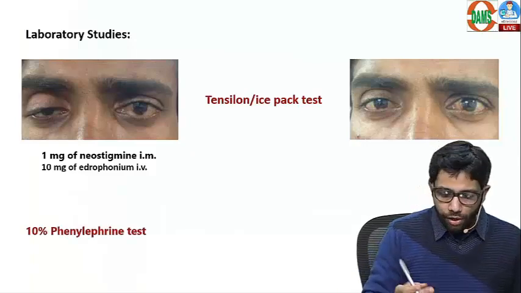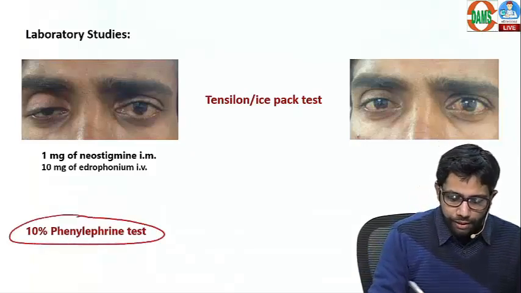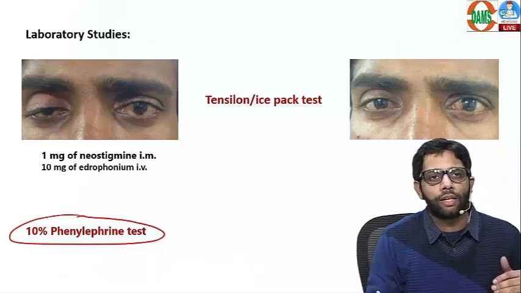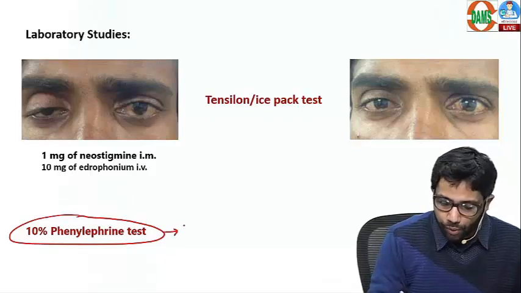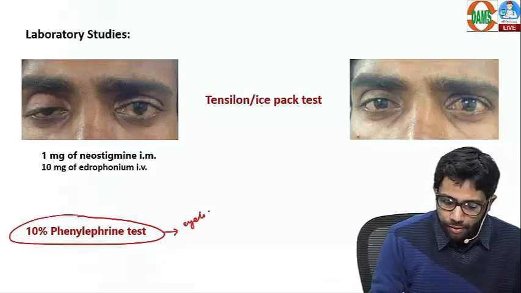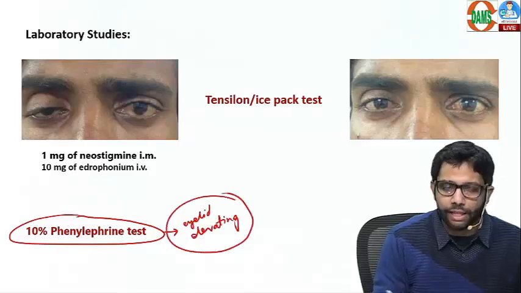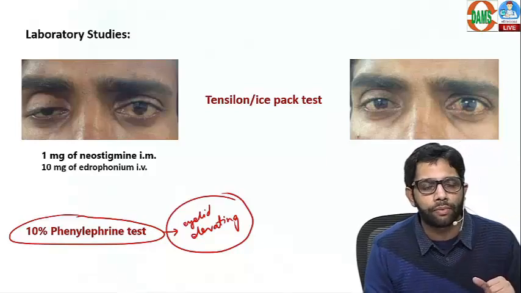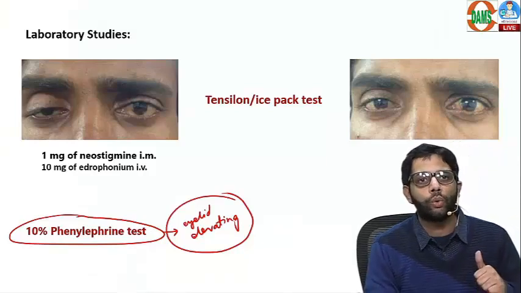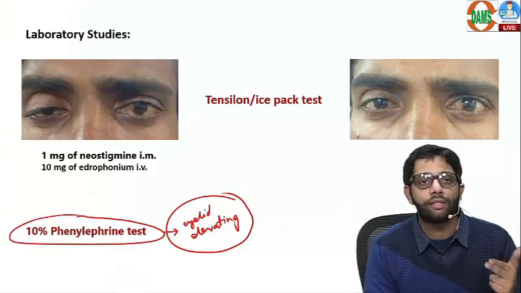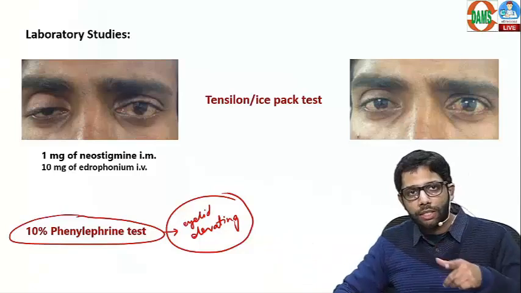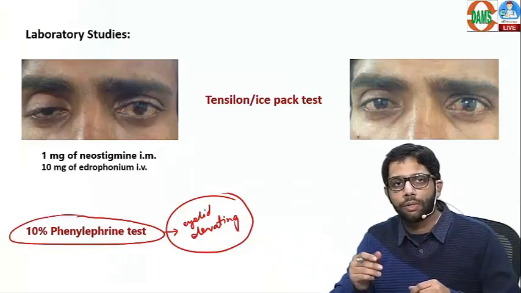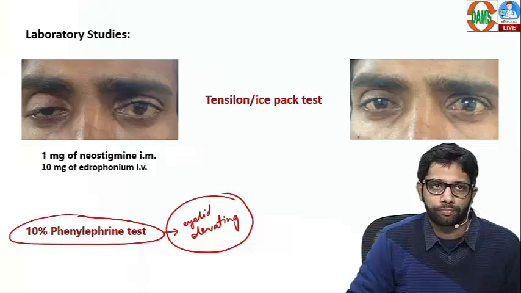One more test, sir, I would also like to do the phenylephrine test. Phenylephrine increases sympathetic stimulation, and after phenylephrine I will check whether the eyelid is elevating or not. If the eyelid is elevating, meaning ptosis is improving, you can do Müller's muscle surgery. So this phenylephrine test will tell you whether your Müller's muscle is working fine, and if you strengthen the Müller's muscle, the ptosis will improve.